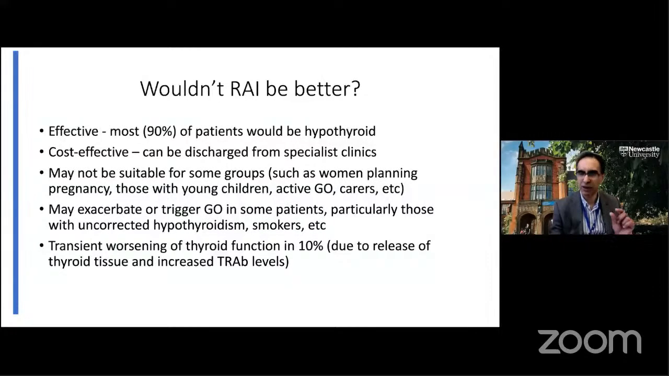Smokers, particularly because of the TRAb levels, tend to have a higher risk of developing Graves' orbitopathy, so just have to keep that in mind. And also there's this fact that there's a transient worsening of thyroid function in about 10% of patients after radioactive iodine, due to release of thyroid hormone from the damaged tissue and subsequent increase in TRAb levels. And again, this could be an issue in older patients, and therefore some people advocate treating with block and replacement post-radioactive iodine for 6 weeks or 3 months to try and mitigate against this risk.